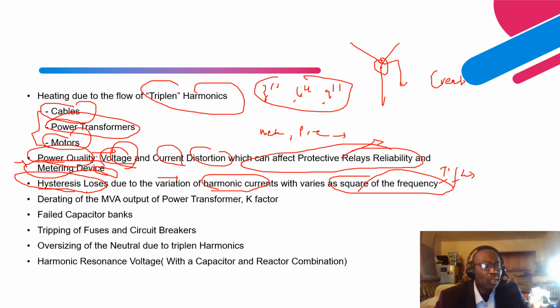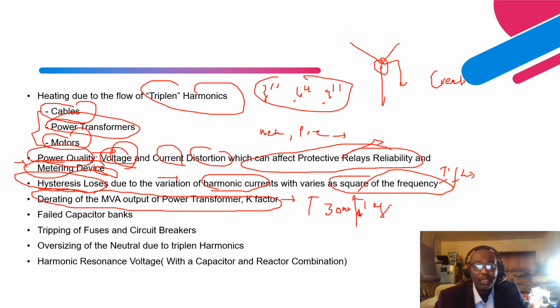Next, because of the heating that is created in a power transformer due to the triplen harmonics, if you do the studies and identify that you have an issue with harmonics and you have a power transformer, you need to consider upgrading it. Let's say originally you have a 30 MVA transformer. Then you need to consider the K factor due to the harmonics and increase the MVA output to, let's say, 40 MVA or 45. Increasing the MVA output itself is a higher cost.